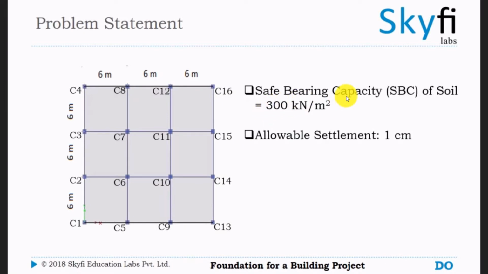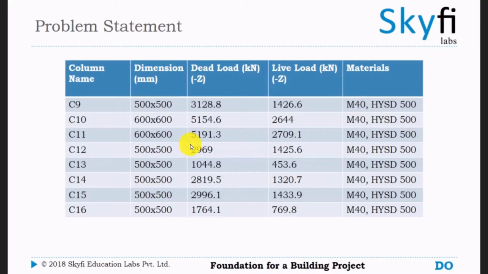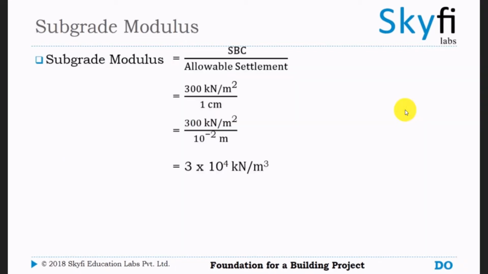We will be taking the safe bearing capacity of the soil as 300 kilonewtons per meter and an allowable settlement of 1 centimeter. We'll be taking 16 columns with a distance of 6 meters vertically and horizontally. The column properties as shown in the figure have been taken from the ETABS model which we designed earlier in the previous videos. These are 16 columns for which the dead load and live load are calculated by the model. We'll be taking M40 grade concrete and HYSD 500 grade steel.